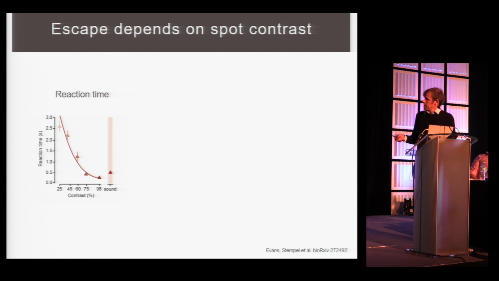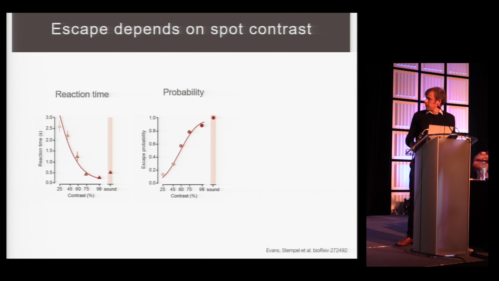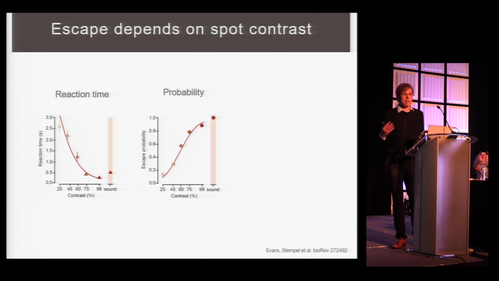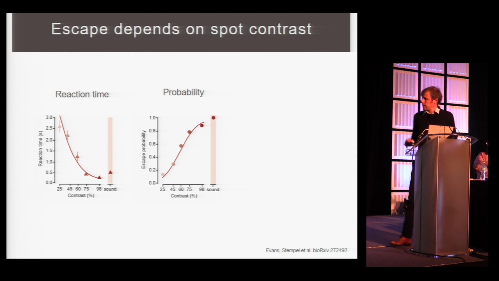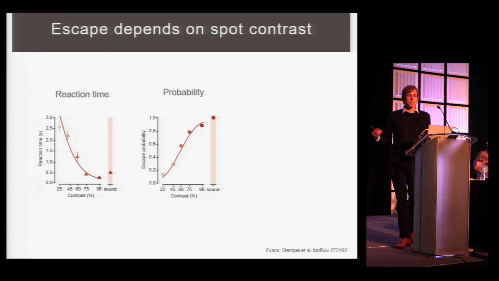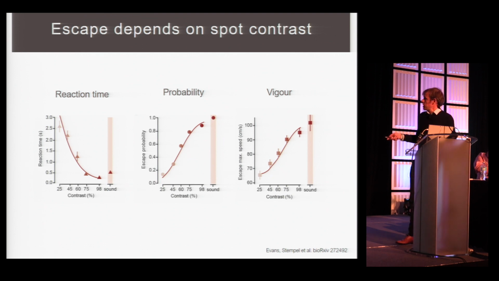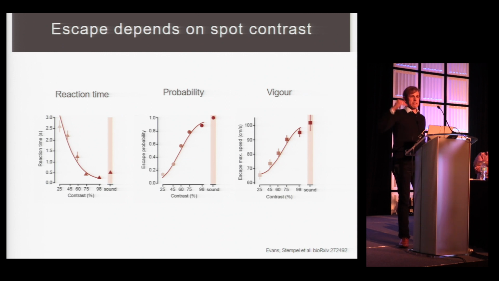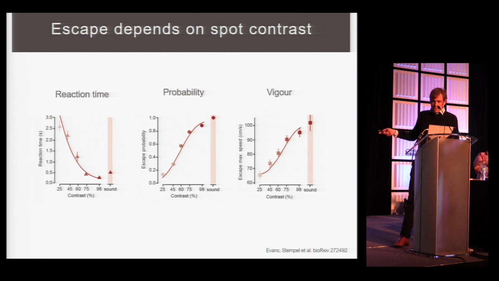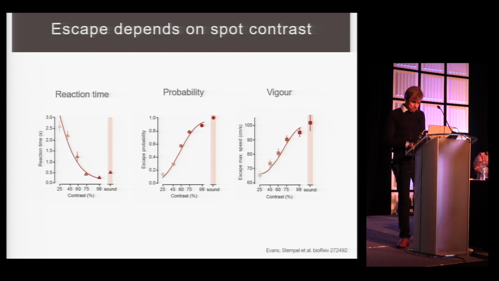In this assay, the behavior can be well described by chronometric and psychometric curves that are qualitatively very similar to many decision-making tasks. So the reaction time decreases as the contrast increases, and the probability of escaping goes up. And the vigor of the response, which here we quantified just as the maximum speed of the escape, is also modulated by the contrast.